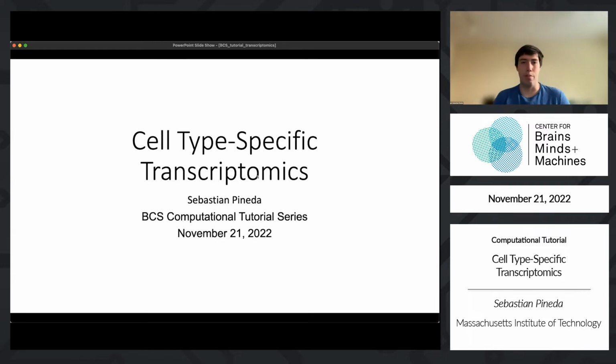We work on both the experimental and computational aspects of this. Our lab does a lot of assay development and also a lot of computational tool development for the analysis of these types of data. I want to talk about cell type specific transcriptomics, specifically RNA sequencing modalities used to target specific cell types and give us cell level or cell type level resolution in gene expression, and talk about how we analyze that data and what we use it for.